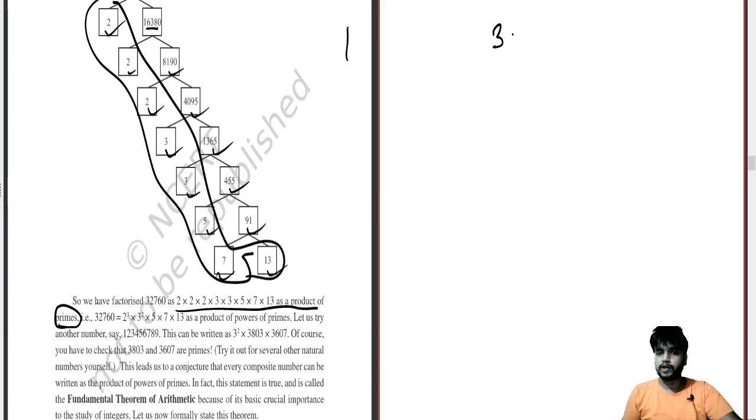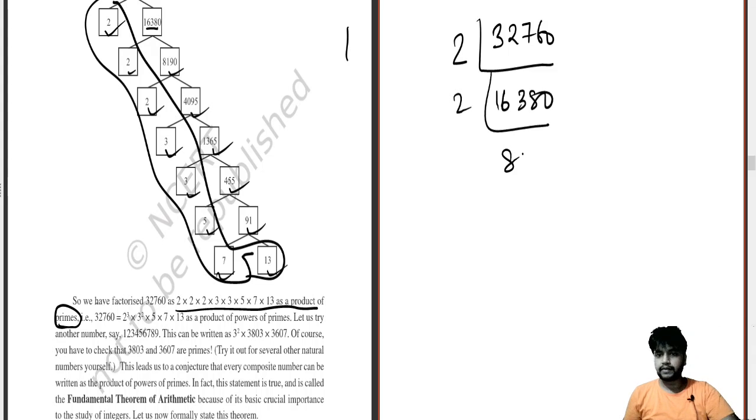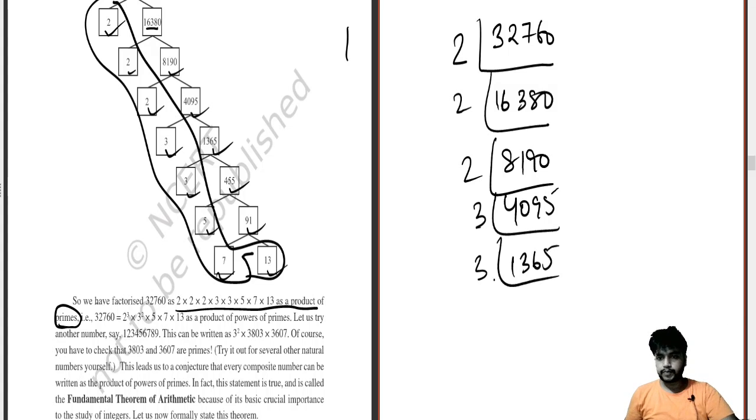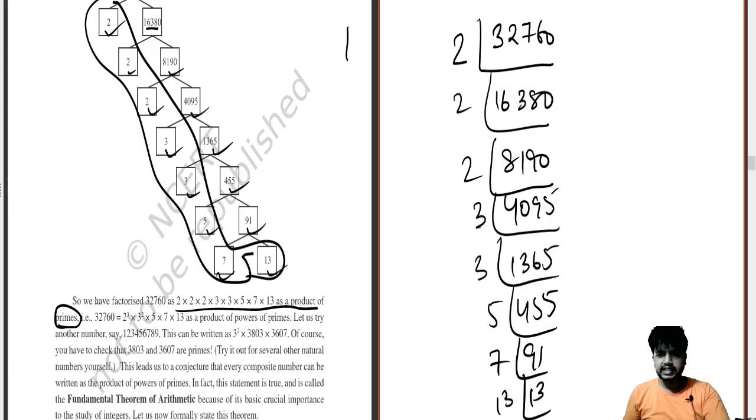So if I give you 32760, if you are in class 8, what would you do? Sir, 2, 16380. Then again I would do 2, 8190. Then again 2, 4095. Then again 3, 1365. Then again 3, 455. Then again 5, 91. Then 7, then 13. Obviously a normal student of class 7 or 8 can do this. So why not do this in rough work, and you can write this as a factor tree over here.